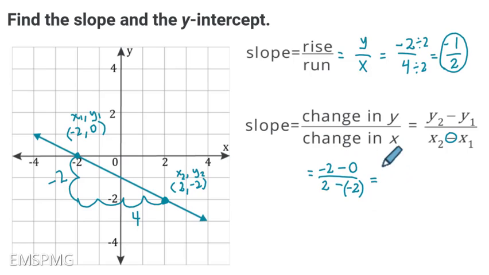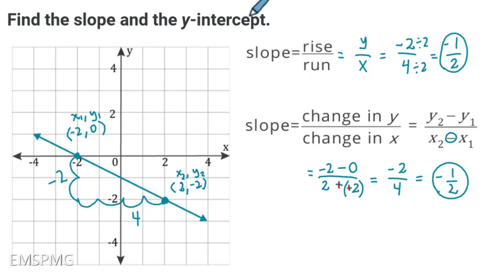Let's work it out. -2 minus 0 is -2. 2, take away -2. Be careful with this one. Anytime I'm subtracting a negative, that's the situation where it becomes a positive. So 2 plus 2 is 4. Noticing the exact same thing we got before, this is going to be -1/2 again. Last thing with this, so this is my slope.